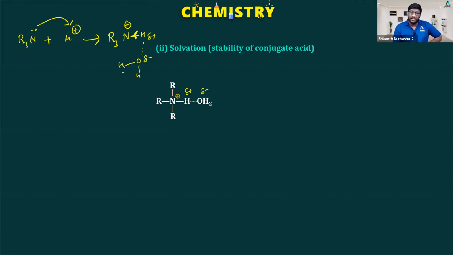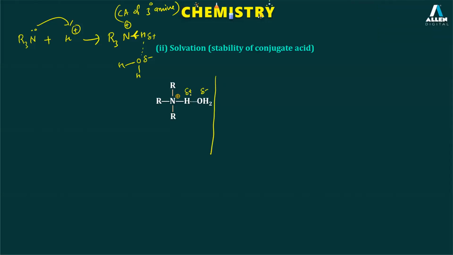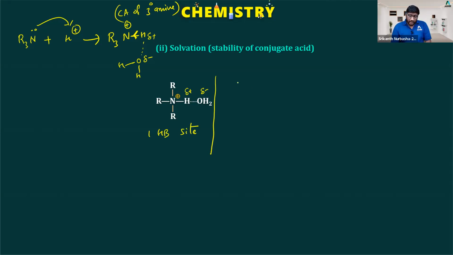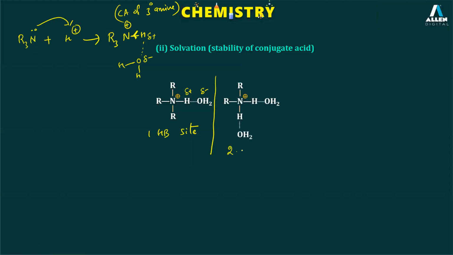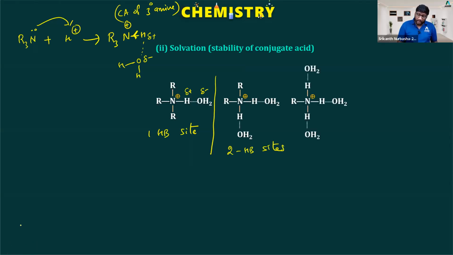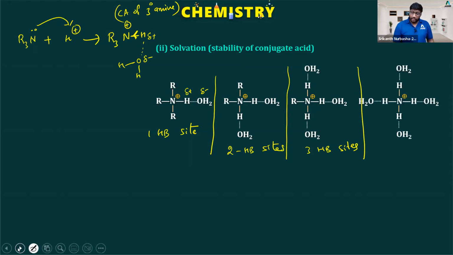How many hydrogen bonding sites are there in the conjugate acid of a tertiary amine? Only one site. One hydrogen bonding site. Similarly, if you consider a secondary amine, how many hydrogen bonding sites will be there? Two hydrogen bonding sites. For a primary amine, you will have three hydrogen bonding sites. If you consider just ammonia, you will have four hydrogen bonding sites.